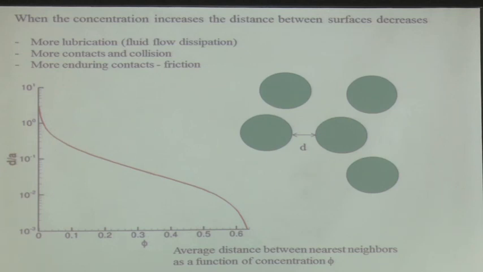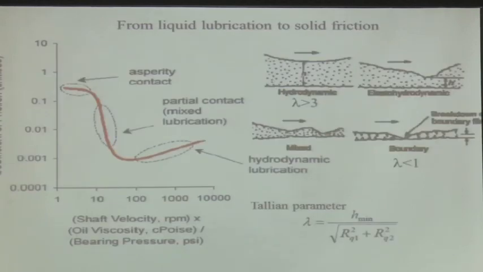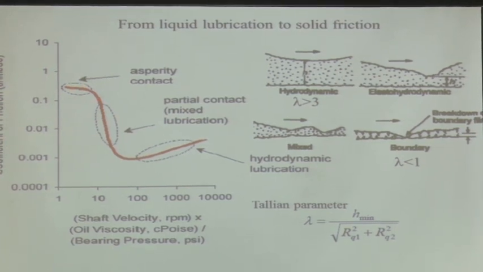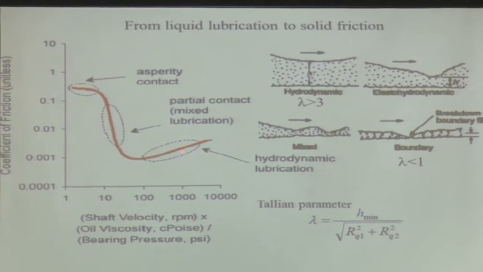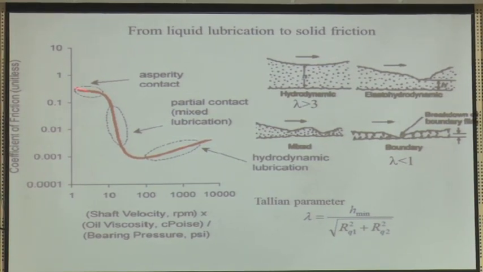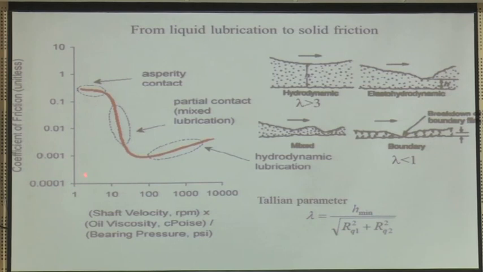Okay? So when you increase the concentration, you have new effects. You have the effects of the contact between particles, and this effect is very drastic. So if you plot the evolution of the friction coefficient from pure fluid to contact, then you can vary over four decades.